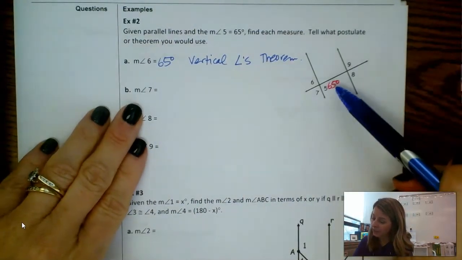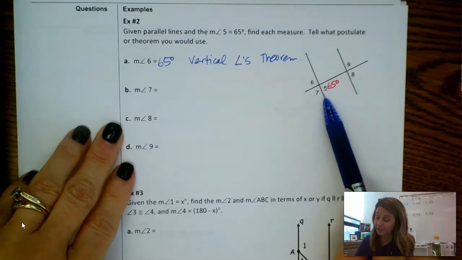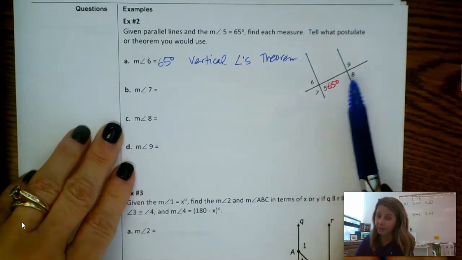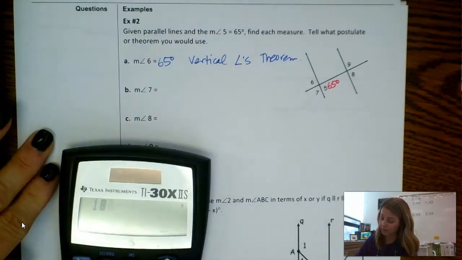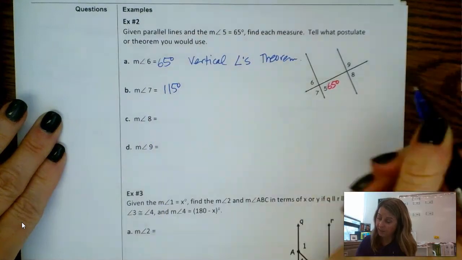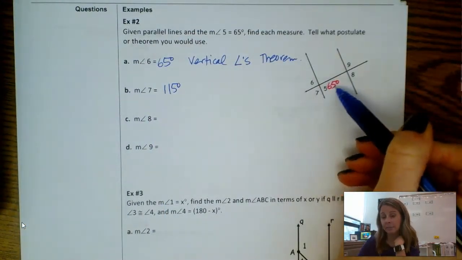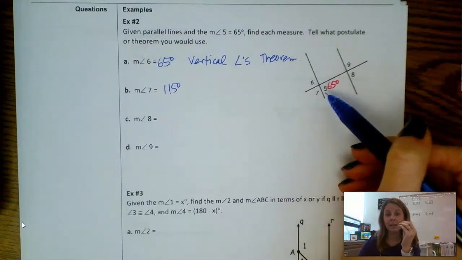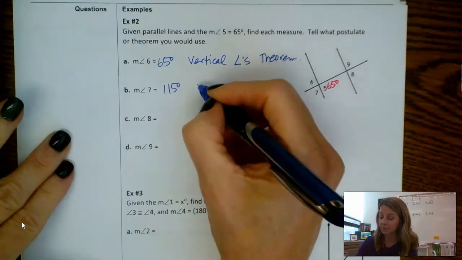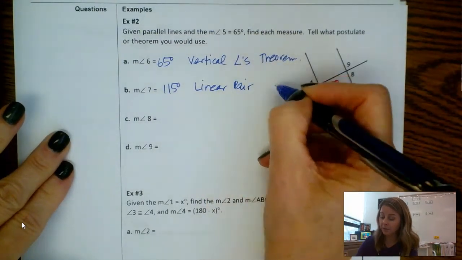Okay, number 7. I'm going to go back off of the given. Number 7 and number 5 are a linear pair. So I know that they are supplementary. So that would be 115. And the reasoning that they are supplementary is not just because they're called a linear pair, but it's the postulate that says that they are supplementary. So linear pair postulate.